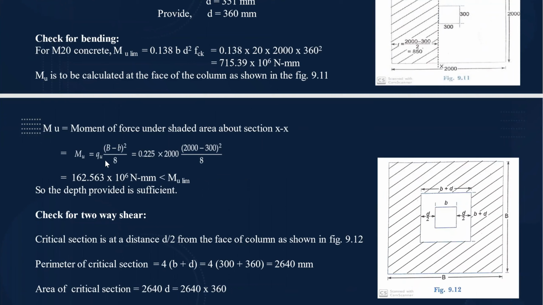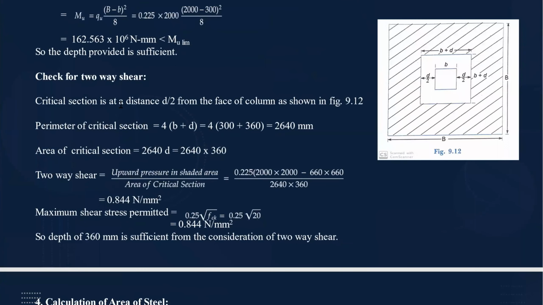You have to use the formula which I have explained earlier, QU into capital B minus b whole square divided by 8. So the bending moment comes out to be 162.563 into 10 to the power 6 Newton mm, which is obviously less than MU limiting. So the depth provided is sufficient. There's no issue.